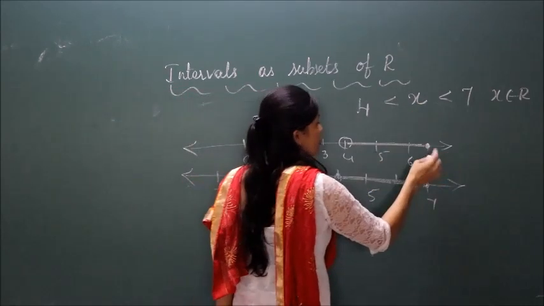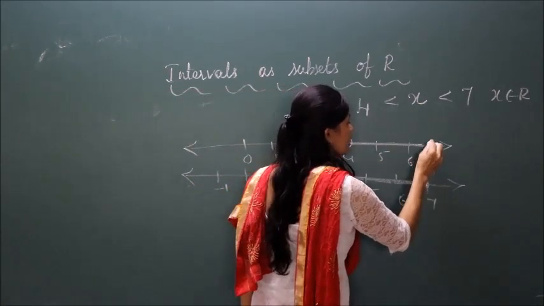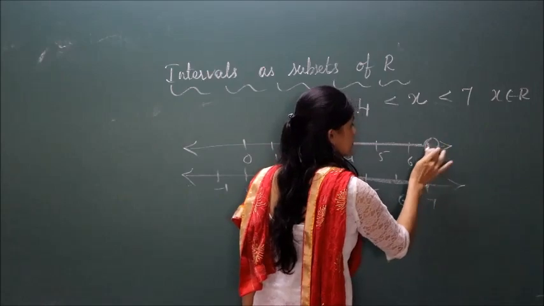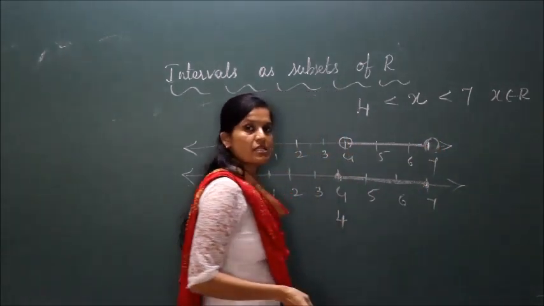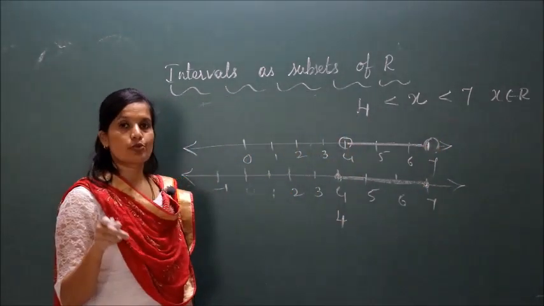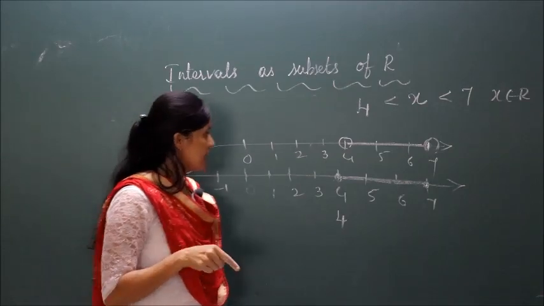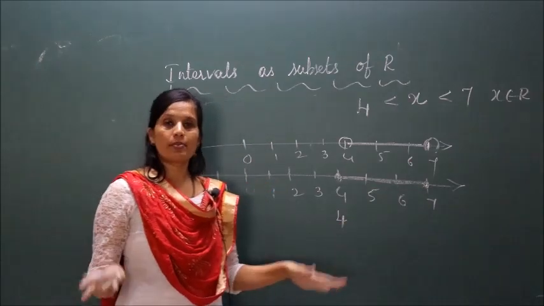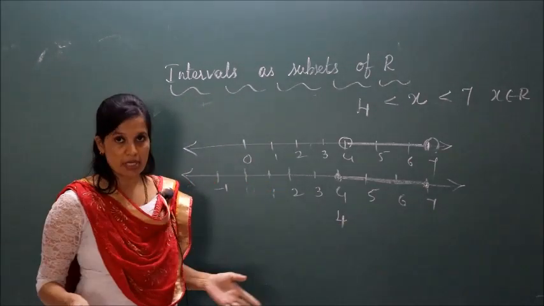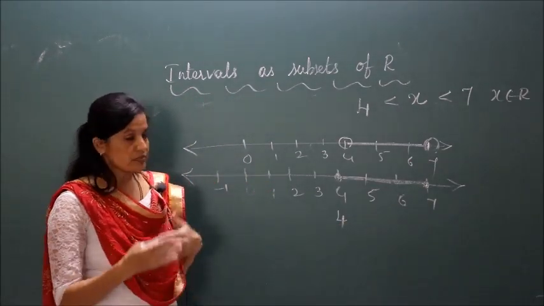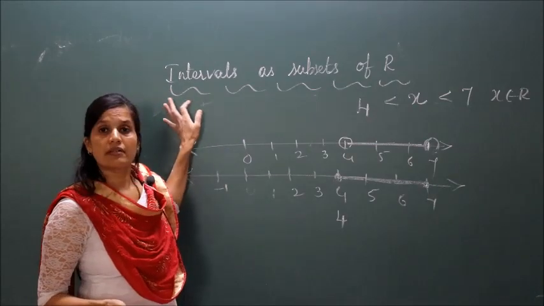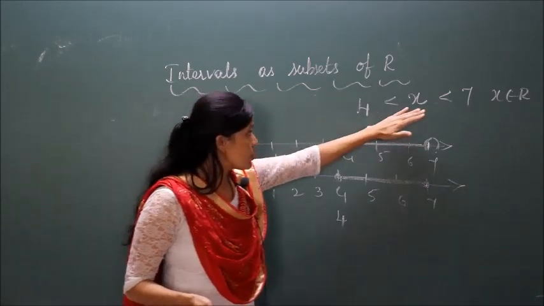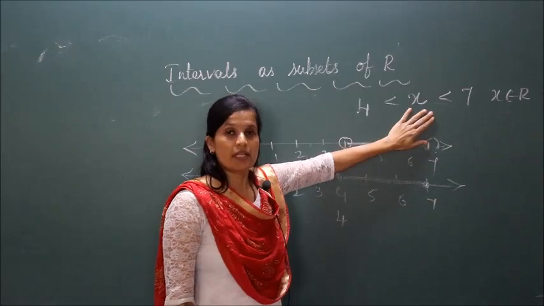So in that case, here also I have to put a hollow circle. If the number is not in the set, you have to put a hollow circle. If the number is there in the set, you have to put a full circle. This is how I am going to represent the set on the number line. Now, that is called an interval.